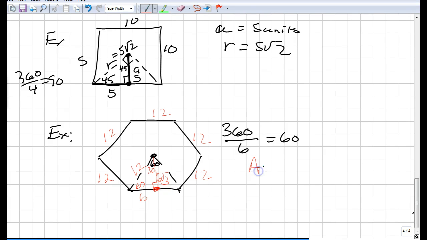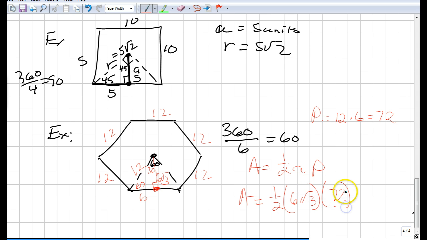Okay? And so to find the area, it's 1/2 the apothem times the perimeter. So I know the apothem, now I need the perimeter. So the perimeter is 12 times 6, which is 72. Okay? So now area is equal to 1/2 times 6 square root 3 times 72, or 216 square root 3 units squared.